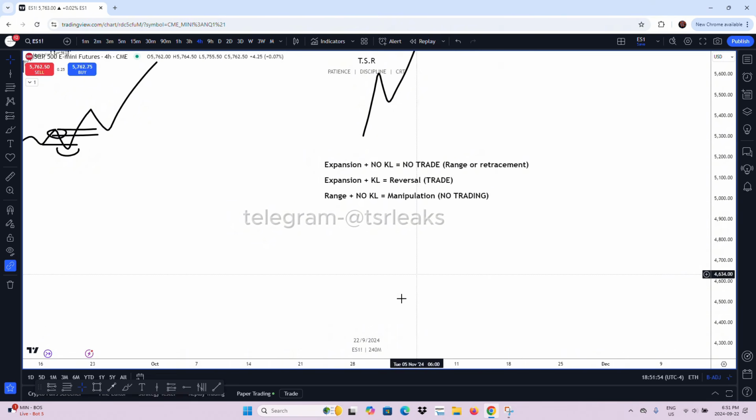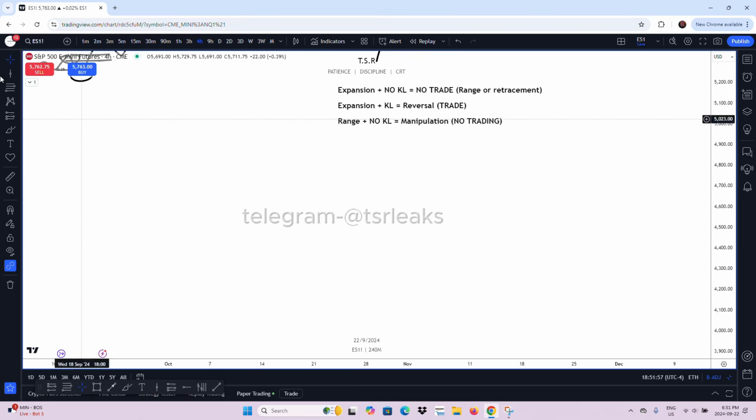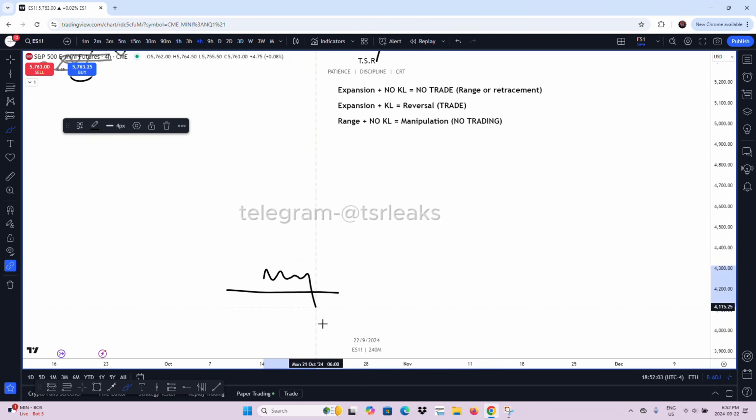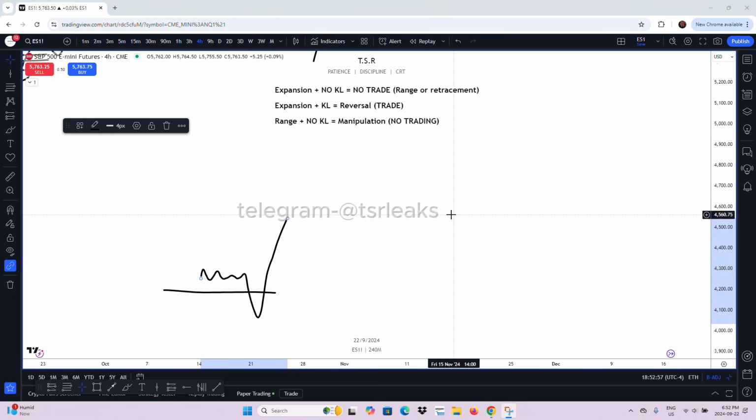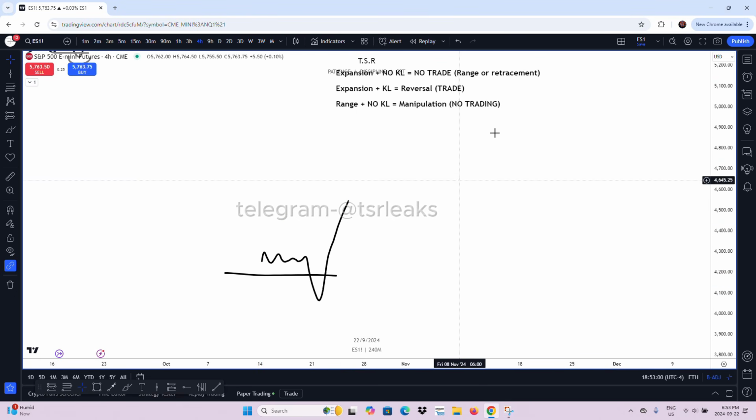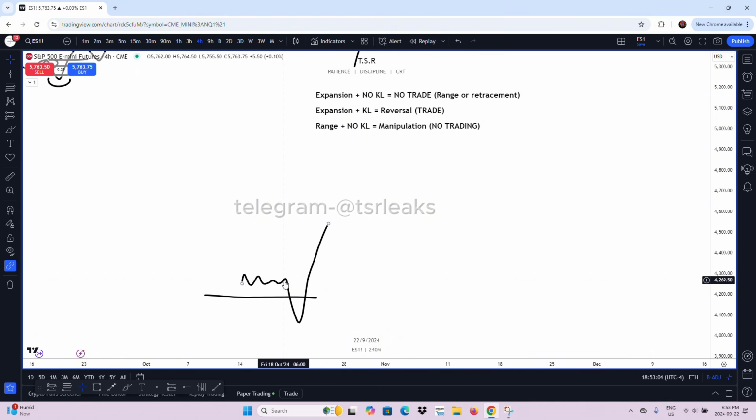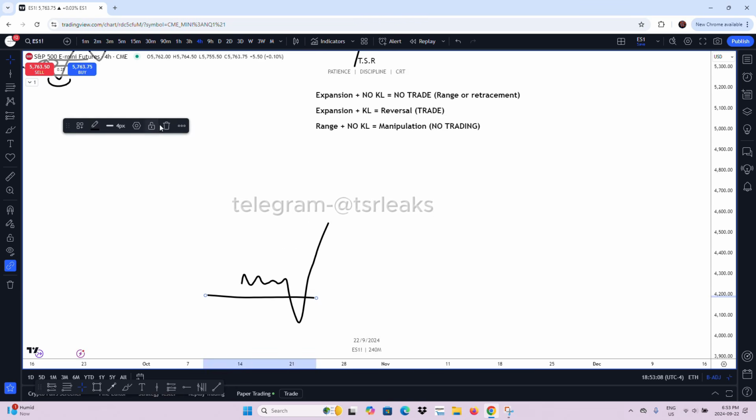Now, what does this mean? Exactly like I explained before. No key level. However, let's say there was a key level. Manipulation up, right? Sorry about that interruption. So as I was saying, price is going to range, manipulate, and expand. Now, this is with a key level.